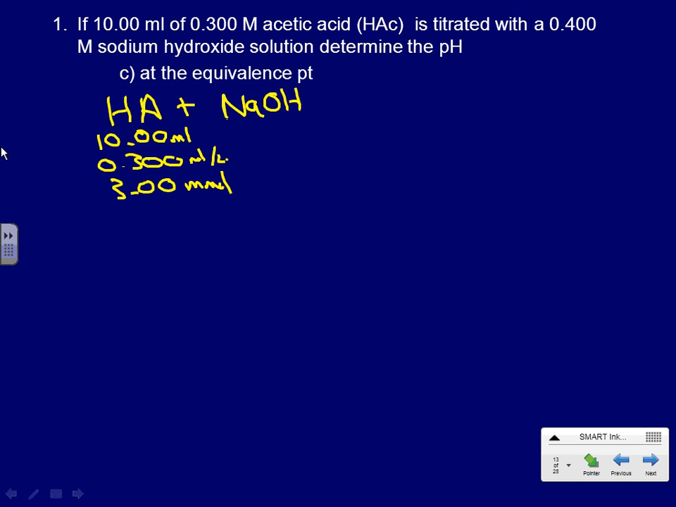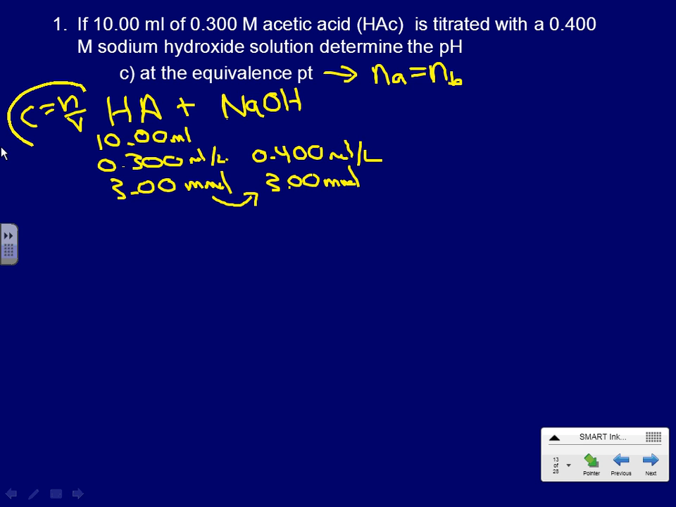Now, at the equivalence point, keep in mind, Na is equal to Nb, which means I can convert this thing, I can put that right over here. I'm going to have 3.0 millimoles of NaOH. Now, the thing that I don't know is the amount of NaOH I have to add. This is 0.400 moles per liter. And again, if I use C equals N over V, I can solve for the V. And if I solve for V, and I got to check my numbers, I'm going to need 7.5 milliliters.